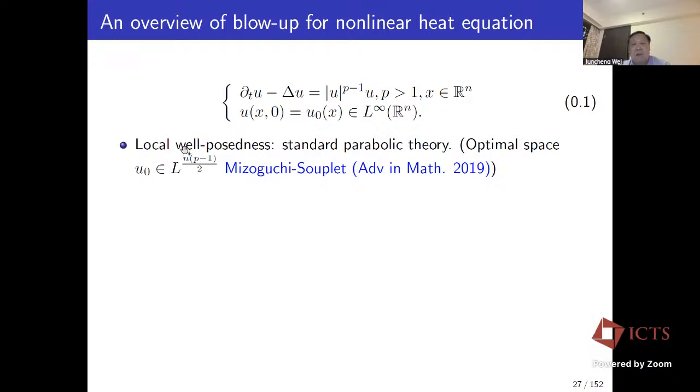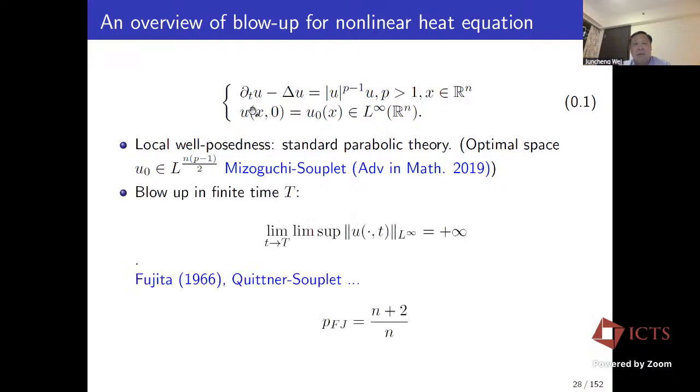So we have local well-posedness. This is well known. And the solution blows up in finite time if this limit, the L infinity norm, as t goes to capital T, goes to infinity. And here there's a famous Fujita exponent, which is (n+2)/n.